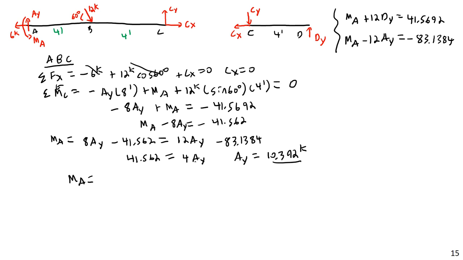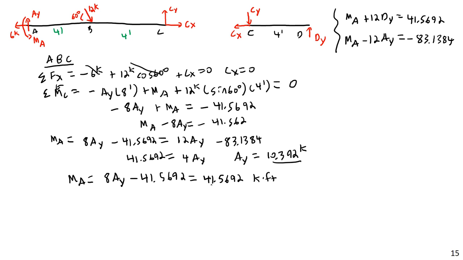MA is equal to 8AY minus the 41.5692. And if I plug that in, so I'm just going to throw that into my calculator, 8 times 10.392 minus the 41.5692. And, what do you know? I get that MA is equal to 41.5692, and the units for this would be kip feet.